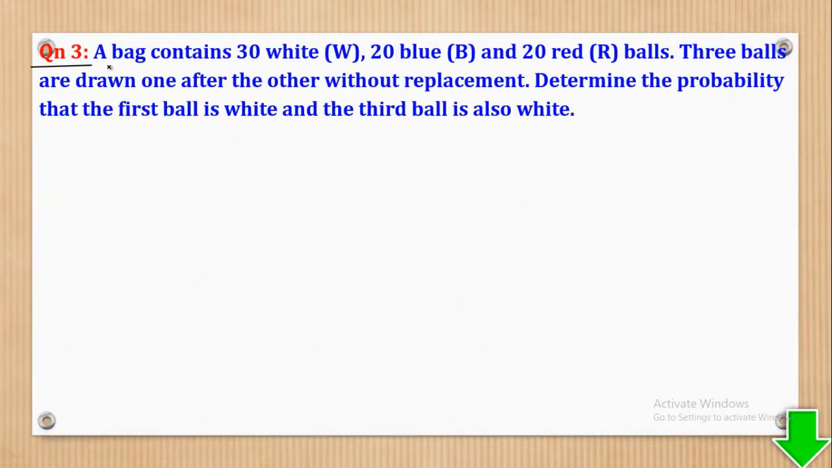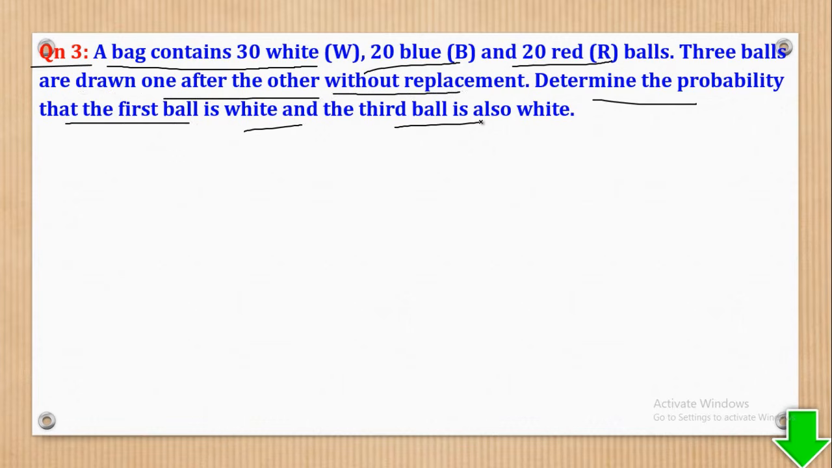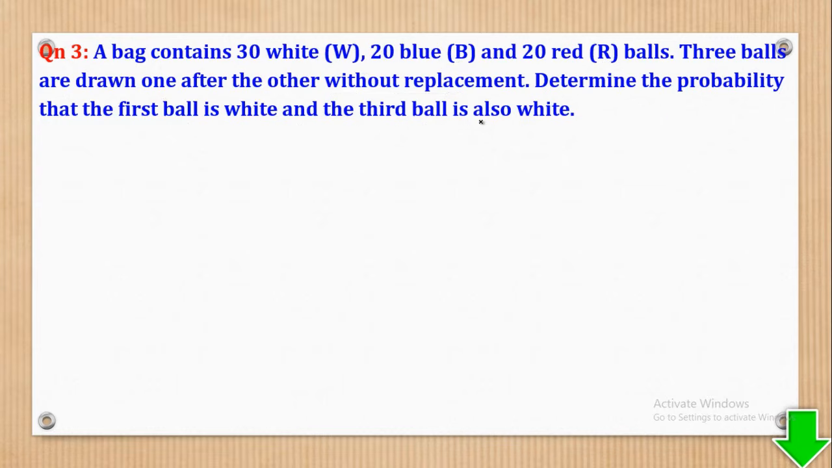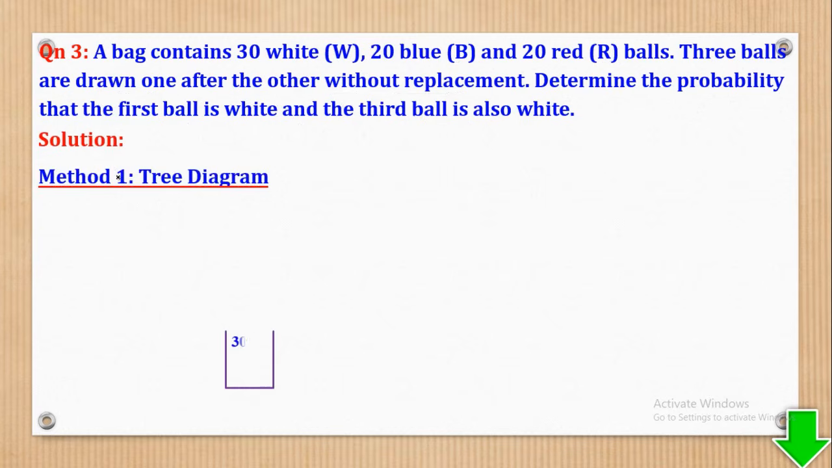Then question 3 says a bag contains 30 white, 20 blue and 20 red. 3 balls are drawn one after the other without replacement. Determine the probability that the first ball is white and the third is also white. So still we shall use 2 methods. Let's start with the method of a tree diagram.